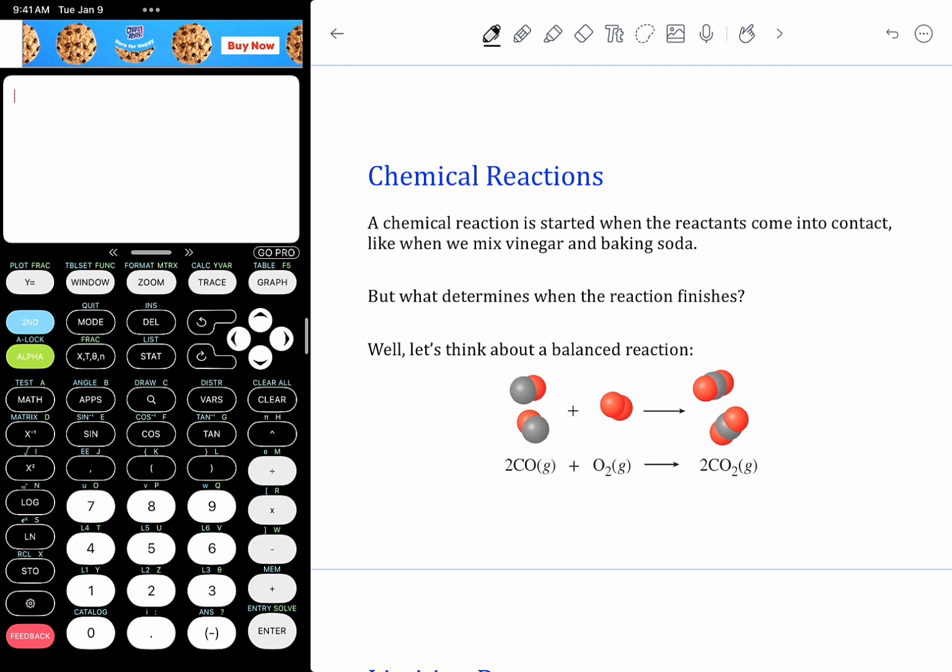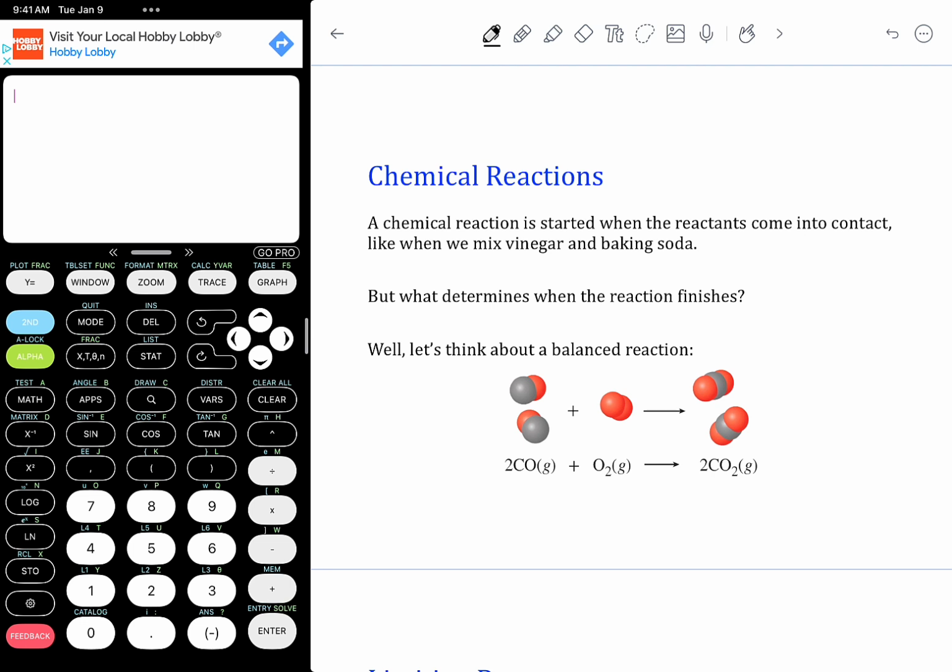But what determines when the reaction finishes? How do we know when the reaction is going to be done? What controls that? So let's think about a balanced reaction. Here we have the formation of carbon dioxide, where I take carbon monoxide and react it with gaseous oxygen and create carbon dioxide. From our balanced equation, we know that if I take 2 moles or 2 molecules of carbon monoxide and I react it with 1 mole or 1 molecule of oxygen gas, I create 2 moles of carbon dioxide, or 2 molecules of carbon dioxide.